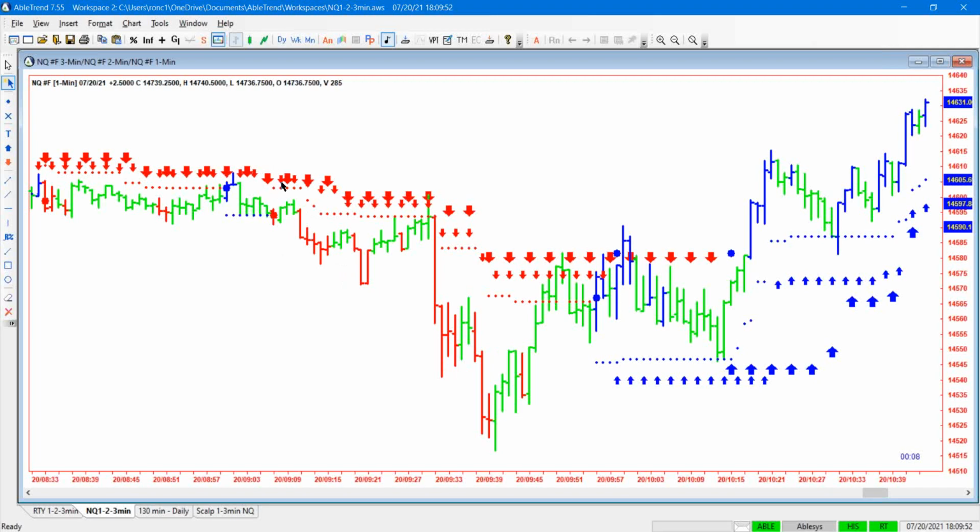1 minute sell signal, 2 minute sell signal, 3 minute sell signal, the big arrow, the little arrow, the big dot. That was a 1 minute sell, 2 minute sell, and a 3 minute. That's exactly what happened. They went down. And man, did it go down. It went down like 70 points.